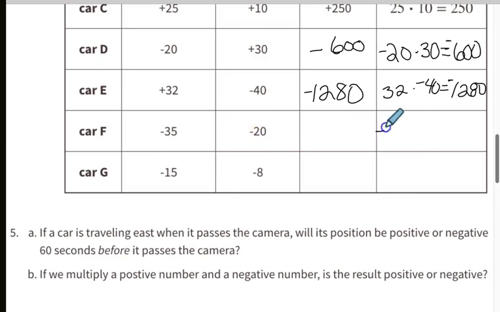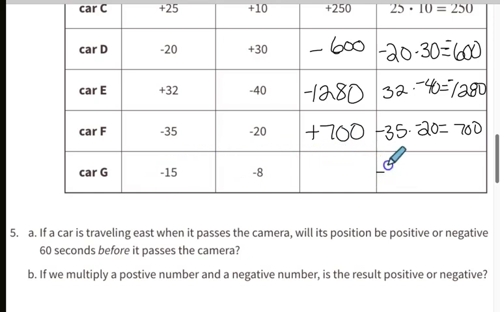35 times 20, but they're both negatives. Negative 35 times negative 20. 35 times 20 is 700. And negative times a negative is a positive. So it is a positive 700.